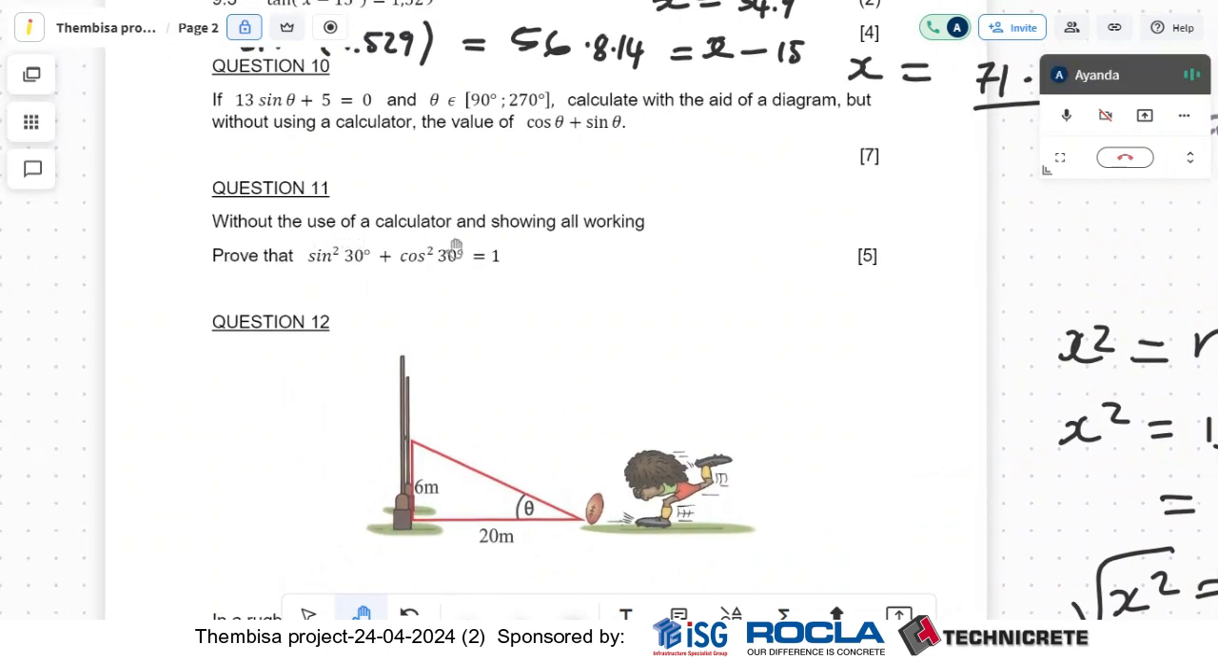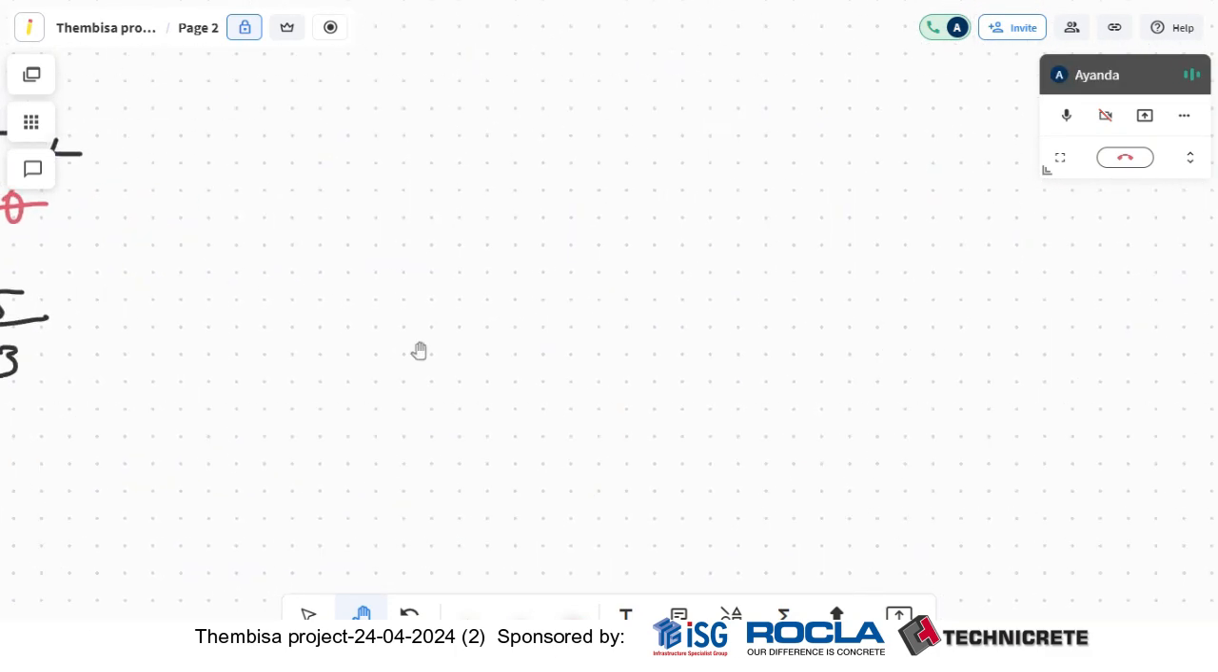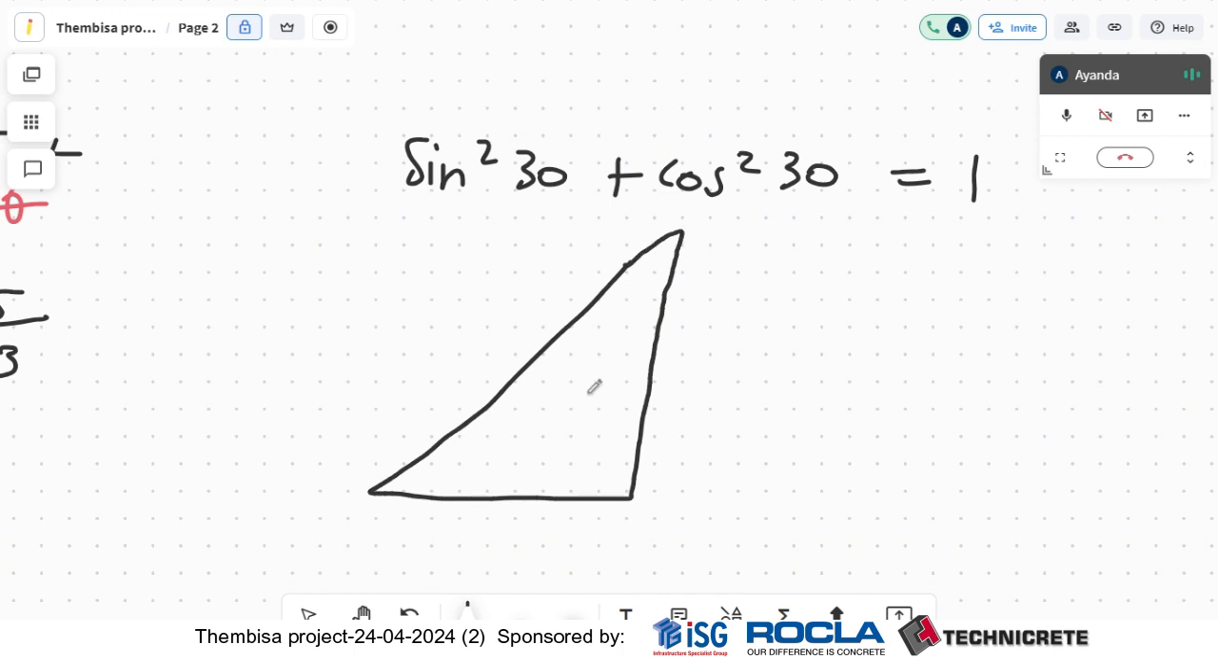Question 11. Again, without the use of a calculator, show all your working to prove that sine squared 30 plus cos squared 30 is equal to 1. So what we can do here is use our special angles triangle. We know that if we have a 60-degree angle here, a 30-degree angle here, in a right angle triangle, if we have a hypotenuse with a length of 2, a side with 1, and another side with square root 3, we have all the special angles that we need to solve this question.